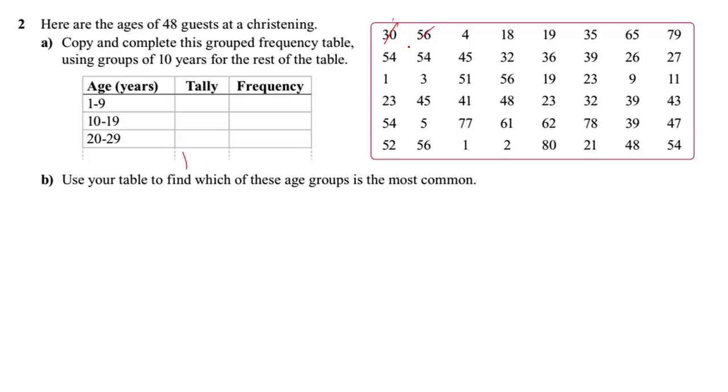Now the 56 is also going to go here because it says more. The 4 will go in this here because that's 1 to 9. That's where the 4 is going to go. The 18 is going to go in the 10 to 19 there. So you just basically tally them. Once you tally them, then you just put the frequencies there.